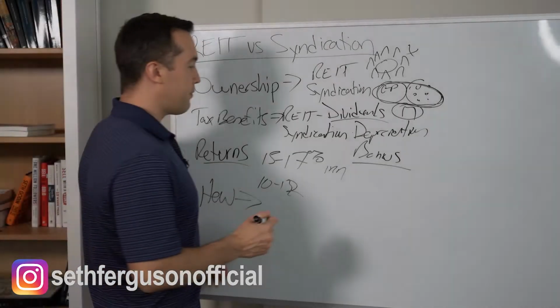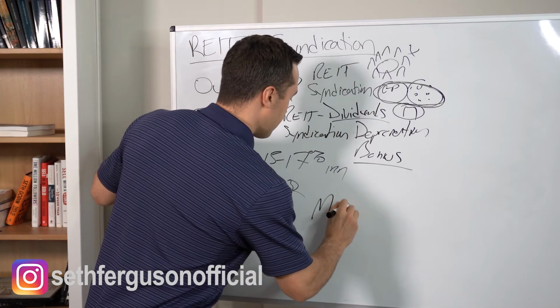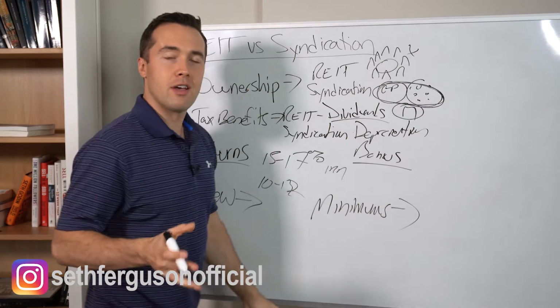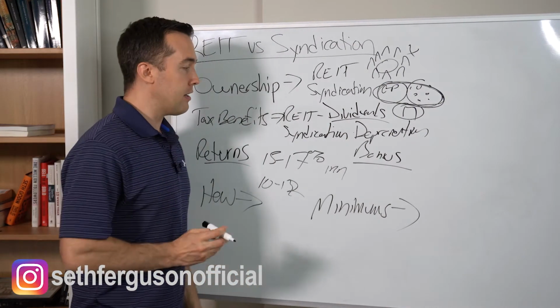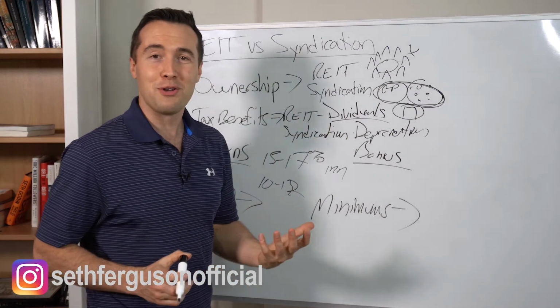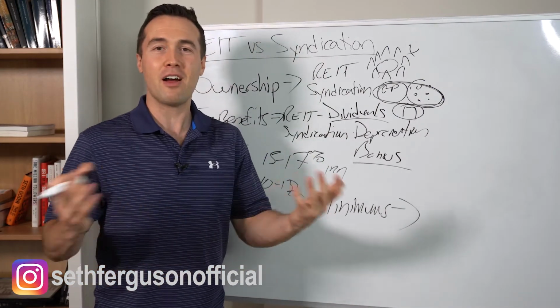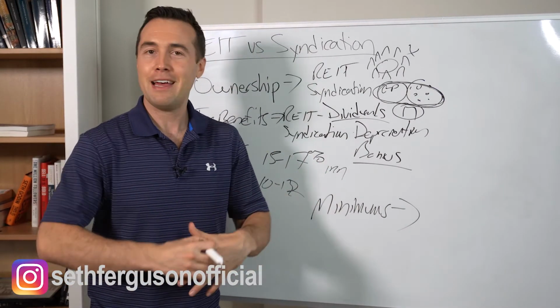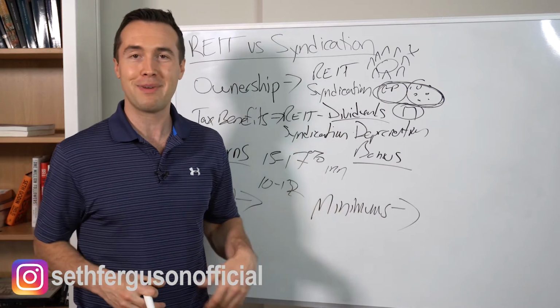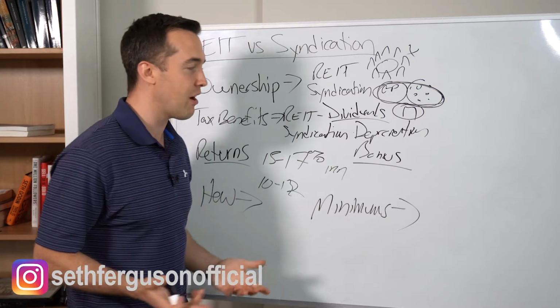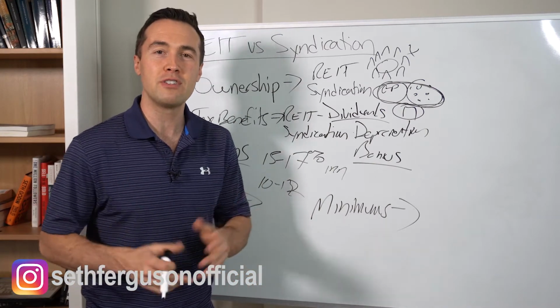And then number 5, we have minimums. One of the advantages of a REIT is you're just buying a stock, so you can get into it pretty cheaply. Depending on what the stock's selling for, you can buy however many shares you want. You can buy 100 shares, 400 shares, 500, 1,000 shares, whatever fits your budget.